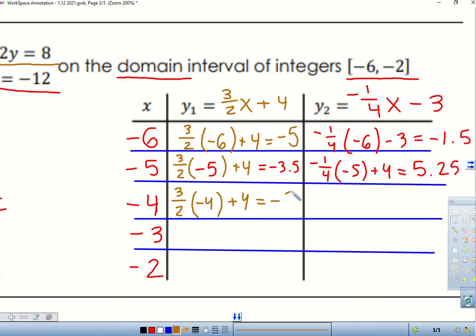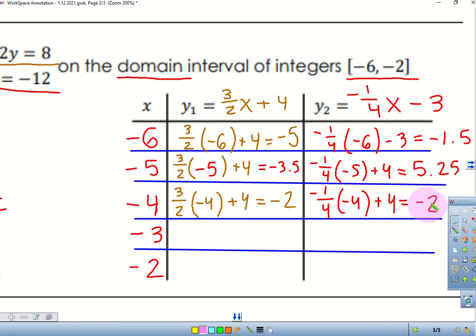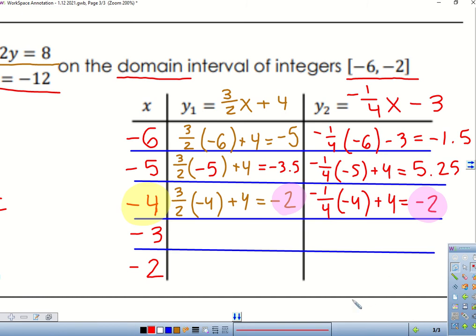So this is giving me -2. And if I do the math over here, this also gives me -2. So notice here we got the same result. Let's talk about what that means. That means that if we plug the same x value into two equations and they yield the same y result, that's the solution to the system.